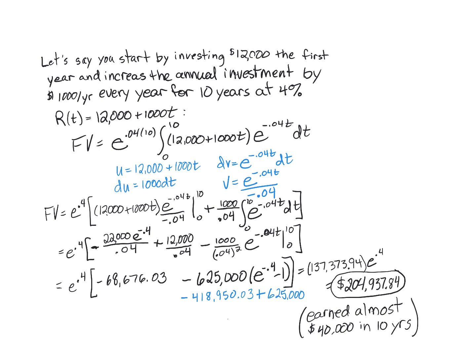And I see that I didn't put an E at the end of increase. There we go. So $12,000 the first year, and $1,000 more for every year after that for 10 years. We're earning 4%. So your future value, oh, by the way, your revenue function here, this is your income stream.